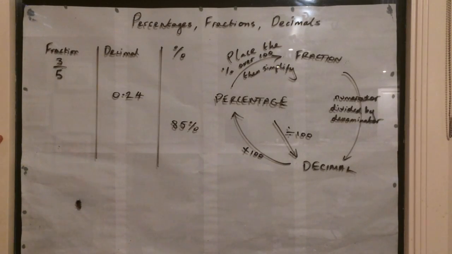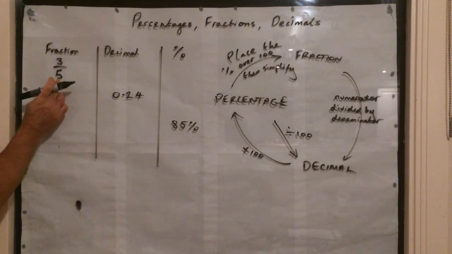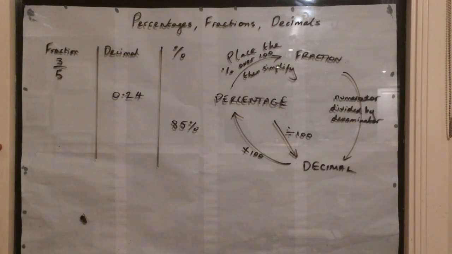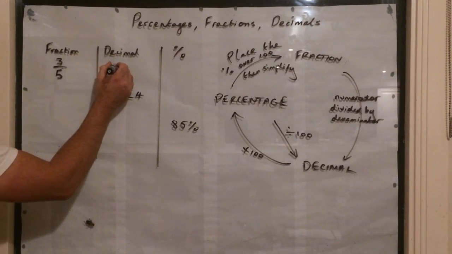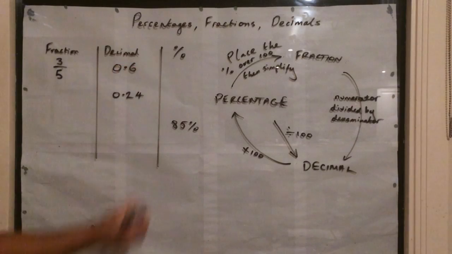Okay, so say for example, here we have 3/5. Okay, and what we're now going to do is we're going to change 3/5 into a decimal. So all we do is we just do 3 divided by 5 on our calculator. When we do that, that's going to give us 0.6.